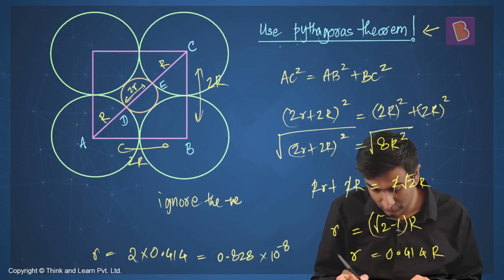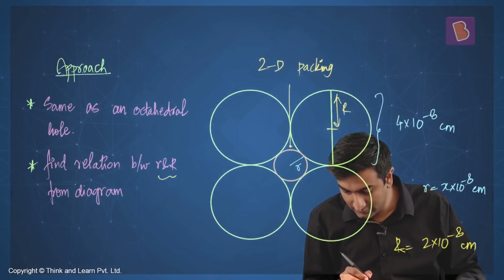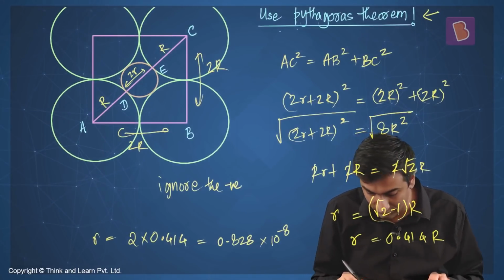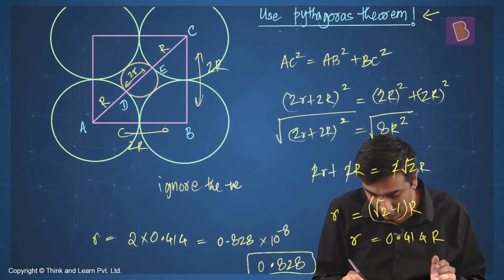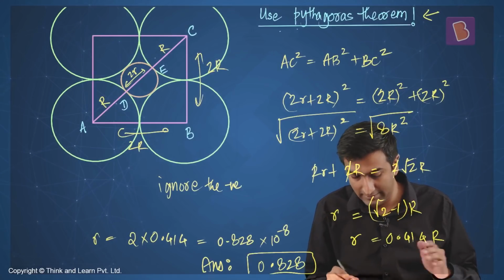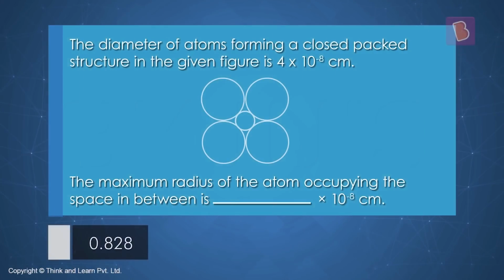We need to report the answer as what? What is the question saying? The question says x into 10 power 8, not minus 8. Okay, so that's the answer. You mark the answer as 0.828. Always check what the answer the question is asking for. Don't make a mistake in the hurry and mess up in the last step. So just check. Always double check. That's the answer right here, 0.828.